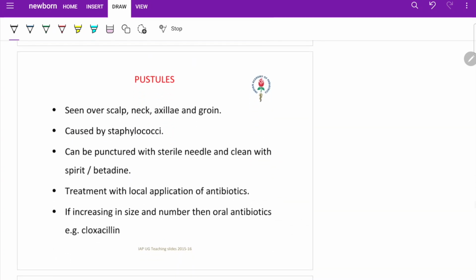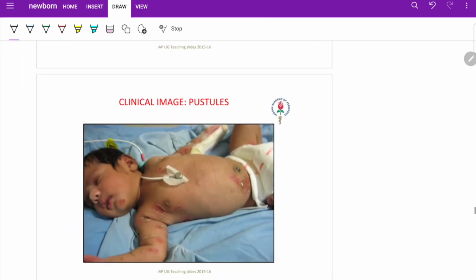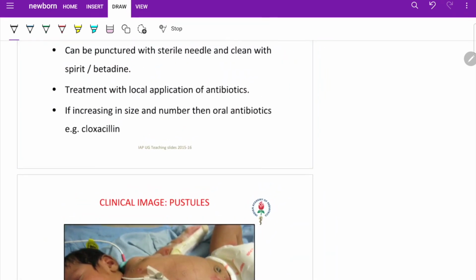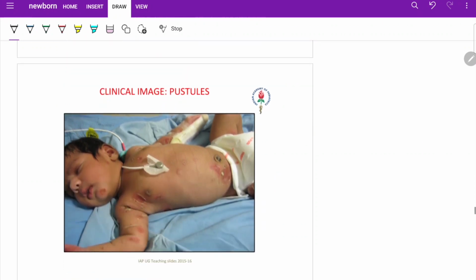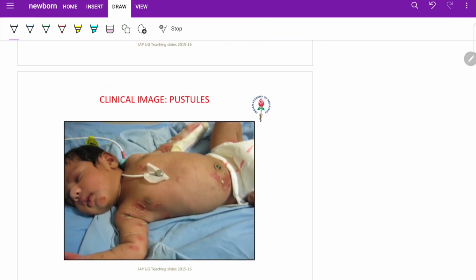Pustules: you can see pustules over the scalp, neck, axilla and groin. It is caused by staphylococci. It can be punctured with a sterile needle and cleaned with spirit or betadine. Treatment with local application of antibiotics is necessary. If increasing in size and number, then you go for oral antibiotics like cloxacillin. So this is your pustules. Can you see the pustules present?